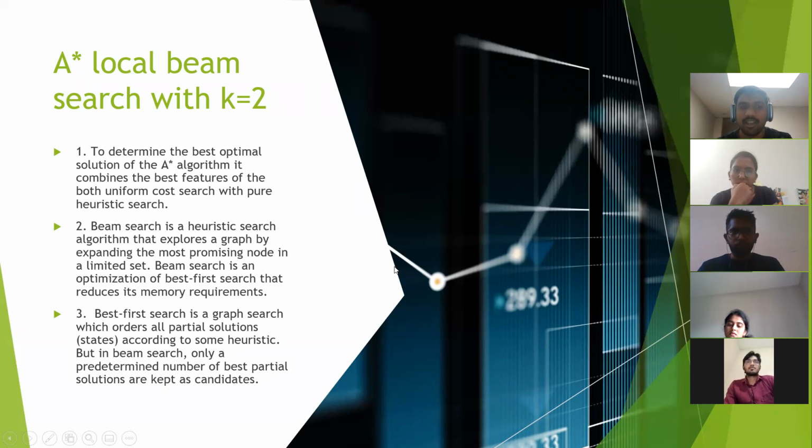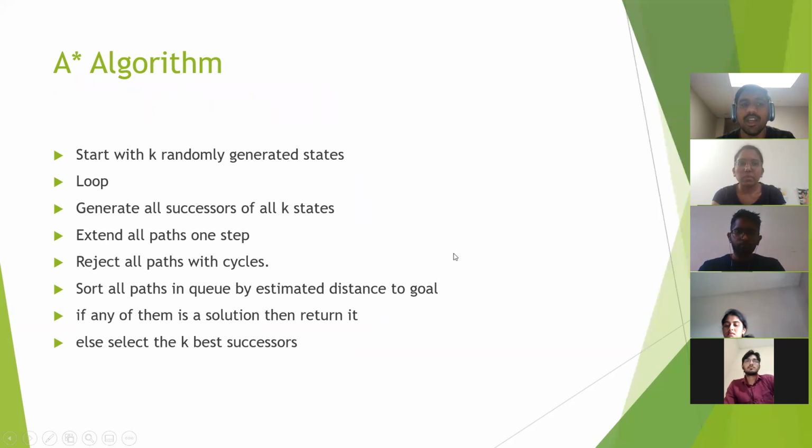Basically, A star with local beam search is a hill climbing problem. It only evaluates a limited set of successors according to the constraint of the A star search. Coming to the algorithm, first a state is selected in the A star search. Next, all the successors of one root node are kept in the successors list, and the nodes which are explored are kept in the explored list.